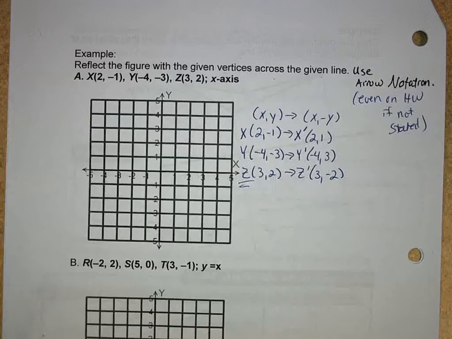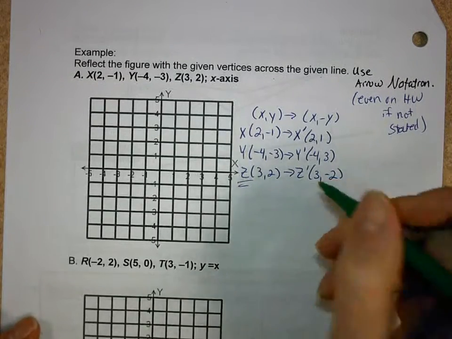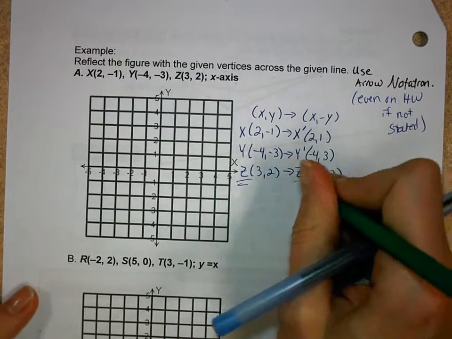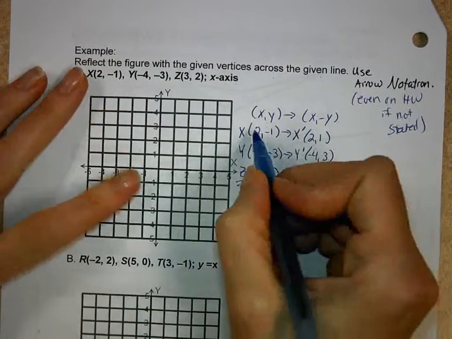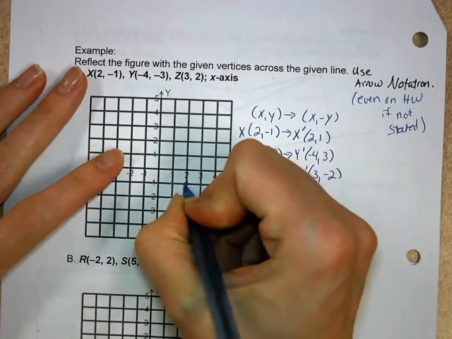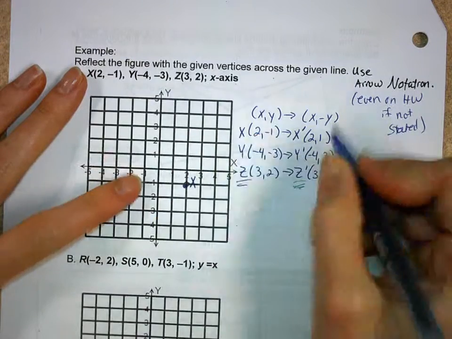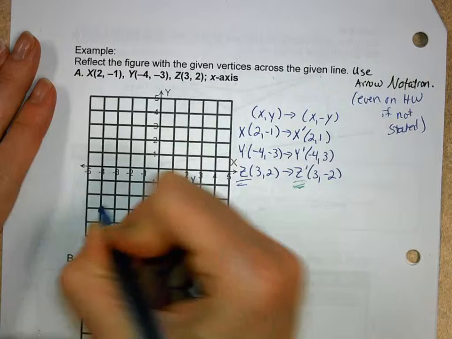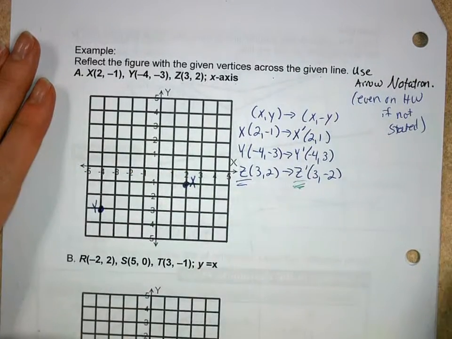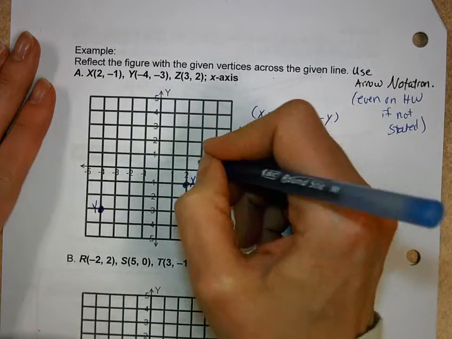I'm going to do my original image, the pre-image, in blue, and the image that I end with in green. The cool thing is, you should do it this way with your homework too. Your pre-image could be in pencil and your final image in blue, something like that that would help you. So let's do X first. I got (2, negative 1). That's X. Then we have Y, which is at (negative 4, negative 3). Then we got Z, which is at (3, 2).